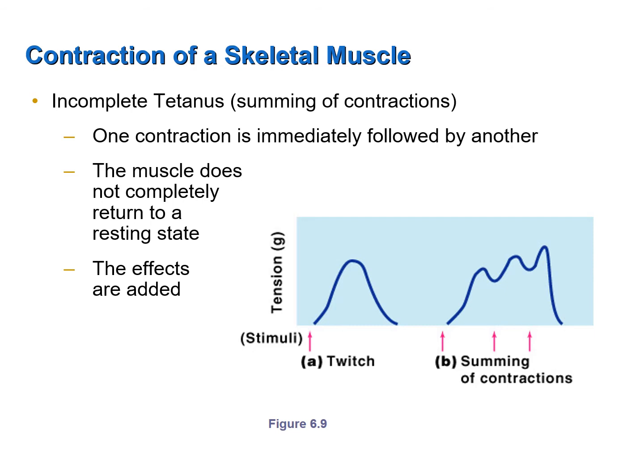Again, this stepwise rise in tension results from a greater and greater amount of calcium ions in the cytoplasm, opening up a greater and greater number of myosin binding sites, resulting in a greater and greater number of cross bridges being formed. And that's why you see this increase in tension with each subsequent electrical stimulation.